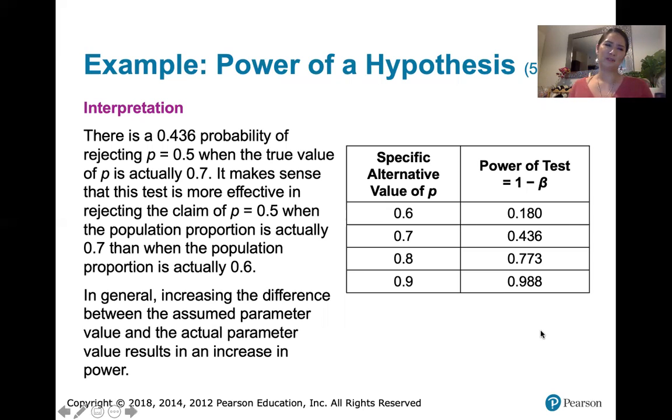So if we're saying that p is equal to 0.5 in our null hypothesis, but it's actually equal to 0.6, well, the chance of our hypothesis test getting that right, correctly rejecting the null, is only 18%. But if our true population proportion is 90%, and we're comparing it to 0.5, we're pretty sure we're going to reject that null hypothesis. We have a 98.8% chance of rejecting that null hypothesis. So make sure you understand what power is and how to interpret it. Don't worry about computing it. That's all we need for this course.